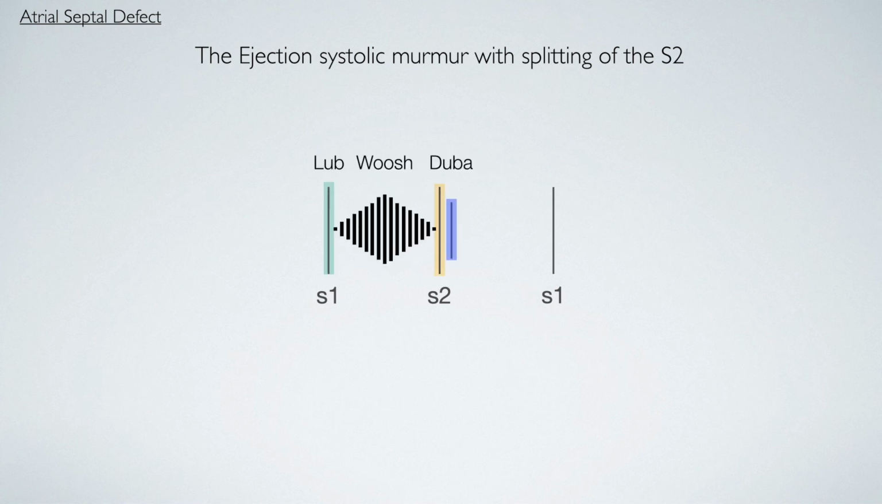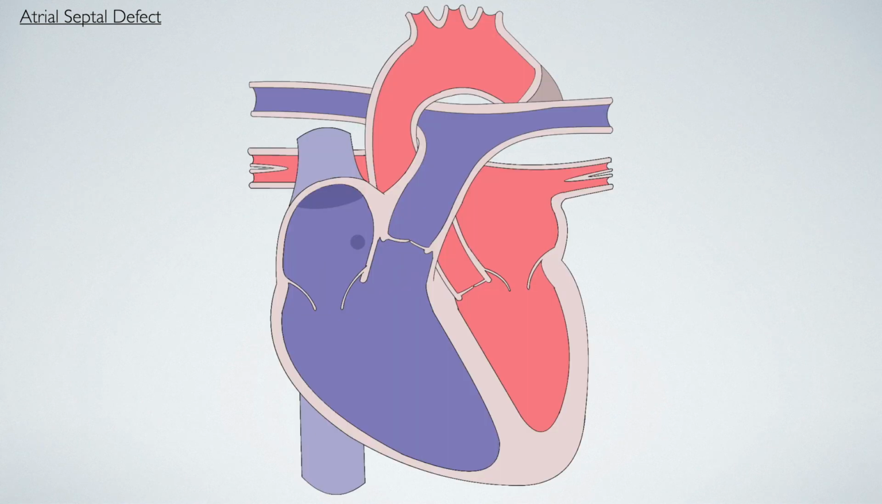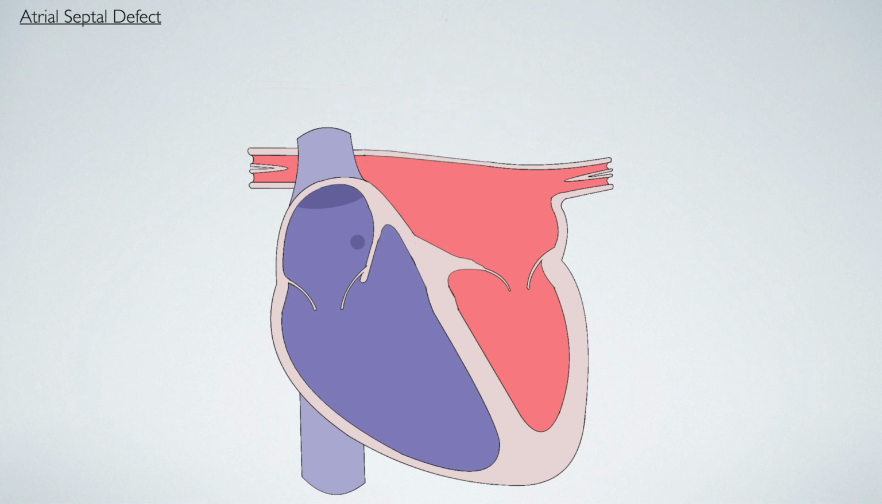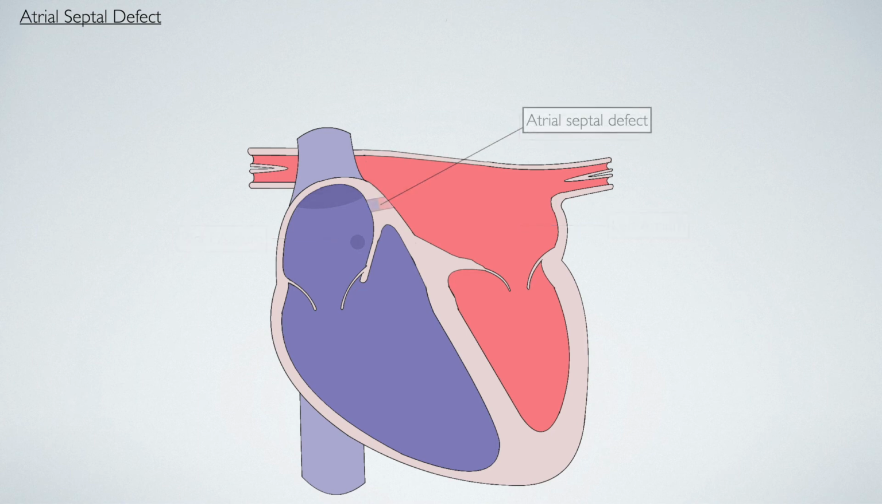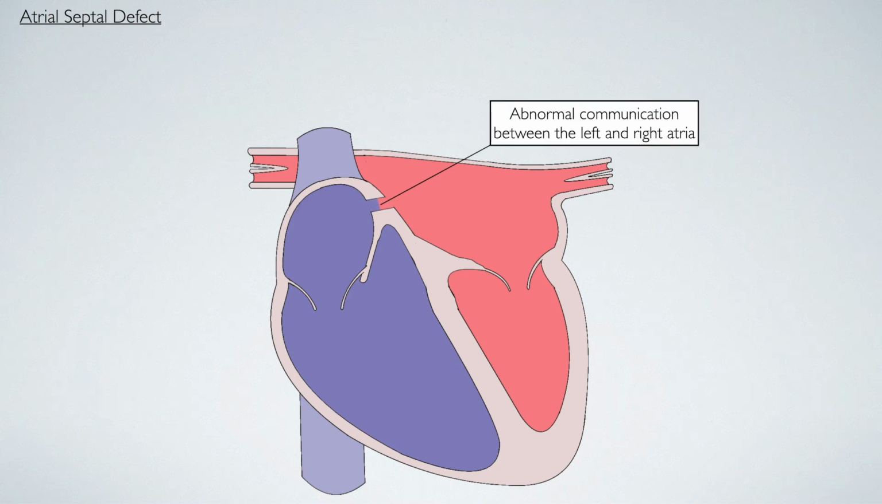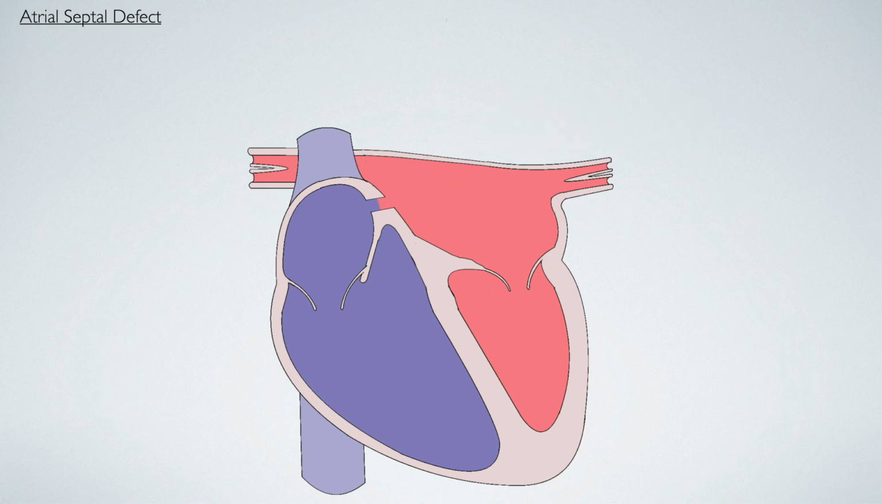Okay, so let's take a moment now to look at the atrial septal defect and how the murmur occurs. Here is our diagram of the heart. Let's remove the pulmonary artery and the aorta so that we can get a closer look at what's going on. Looking at this diagram, you'll see that the left atrium and the right atrium are separated by a thin tissue called the interatrial septum, and it's here where the atrial septal defects occur.